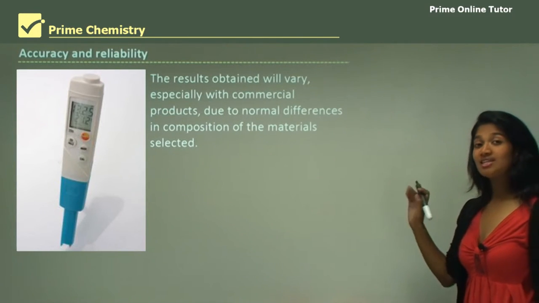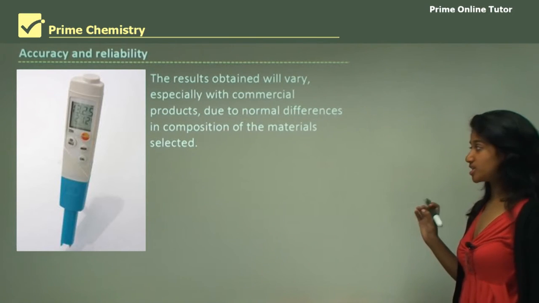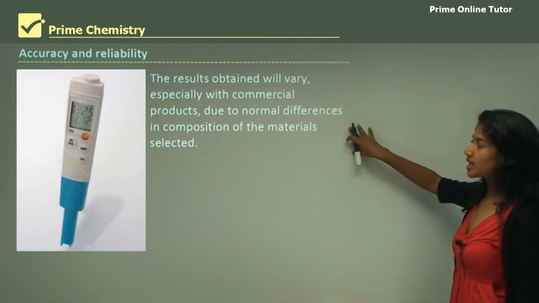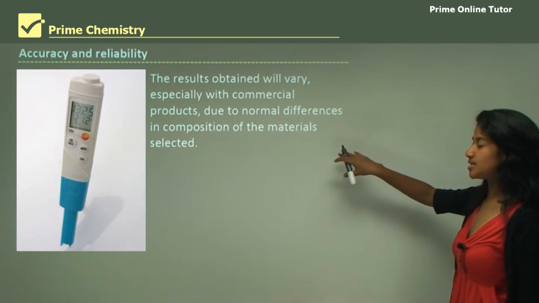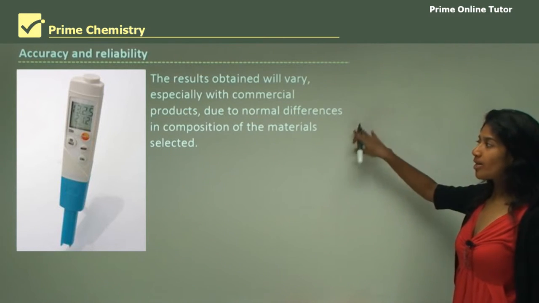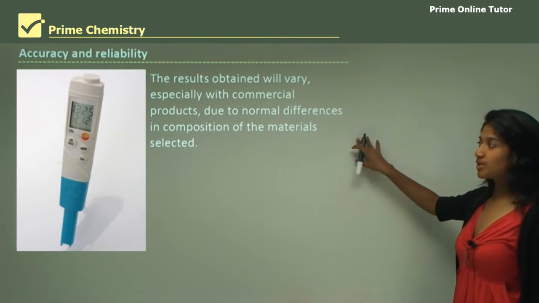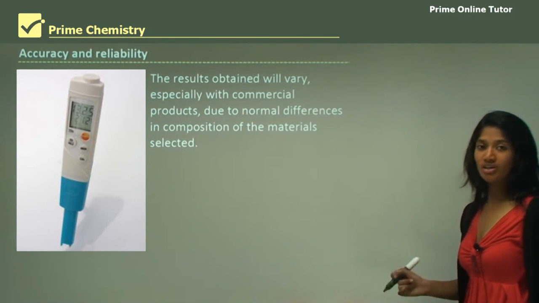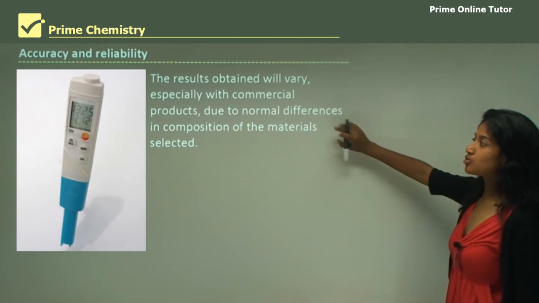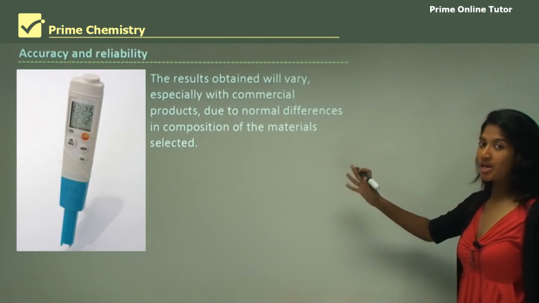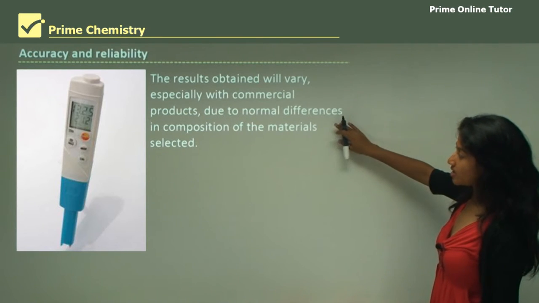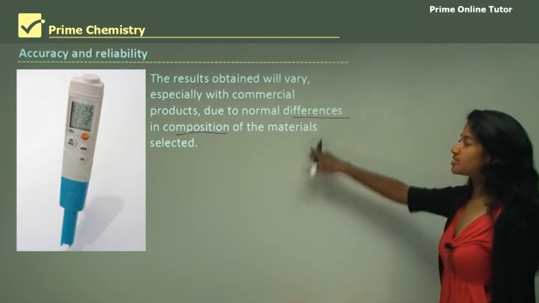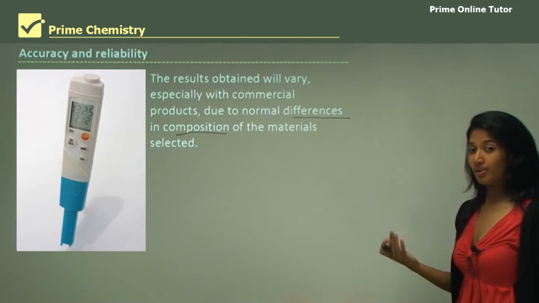Accuracy and reliability, and these are 2 words that you should always mention in your experimental report. The results obtained will vary, especially with commercial products, due to normal differences in composition of the material selected. Now what they've done is to give an explanation for why there might be changes between 2 different indicators or 2 different commercial products. And this is to show that your accuracy might be a bit decreased due to the differences in the composition of materials and the fact that you use commercial products such as milk.